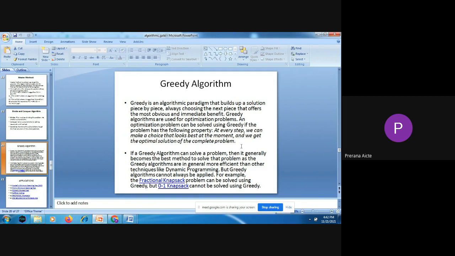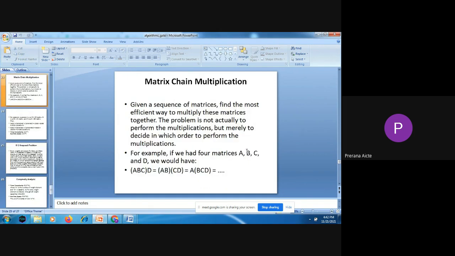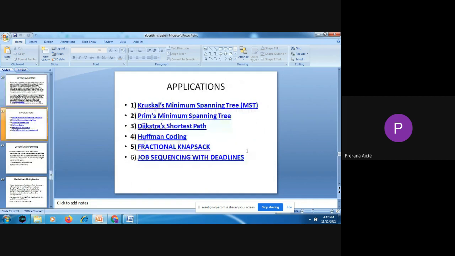Okay. So this greedy method is more efficient than other techniques like divide and conquer. In this we have different applications like minimum spanning tree, shortest path, fractional knapsack, job sequencing with deadlines, and multiple storage on tapes, optimal storage on tapes. All these applications come under the greedy method.